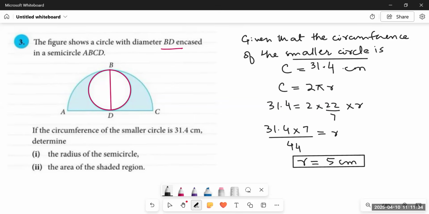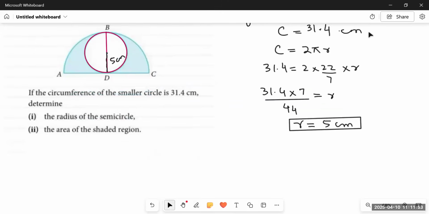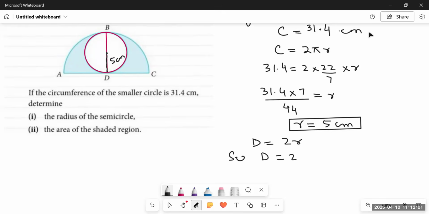Okay. After finding the radius of this circle, they're telling us that this is the radius. So if the radius of this circle is equal to 5 centimeters, diameter is equal to 2r. So diameter is equal to 2 multiplied by 5 is equal to 10 centimeters. Okay. From here, we have found the radius and the diameter of the smaller circle.